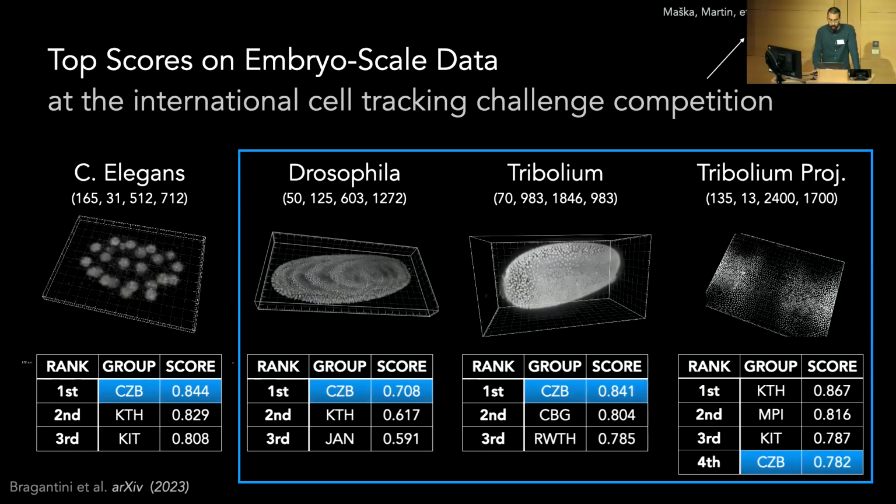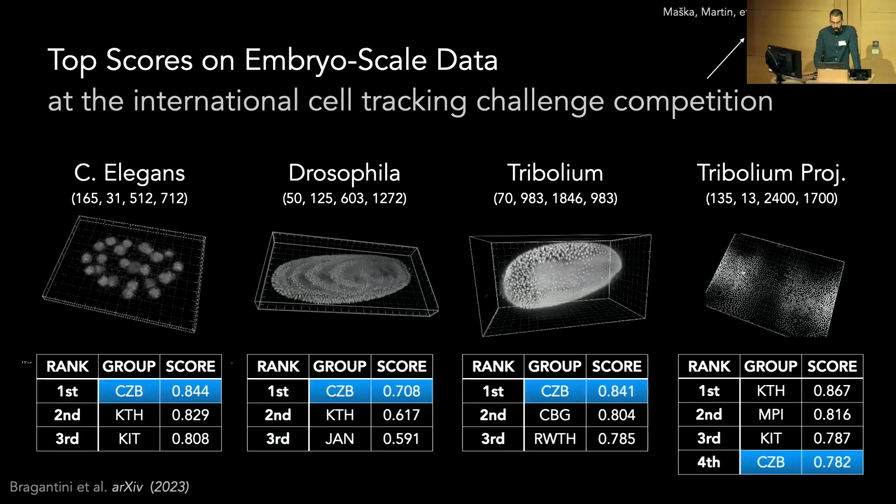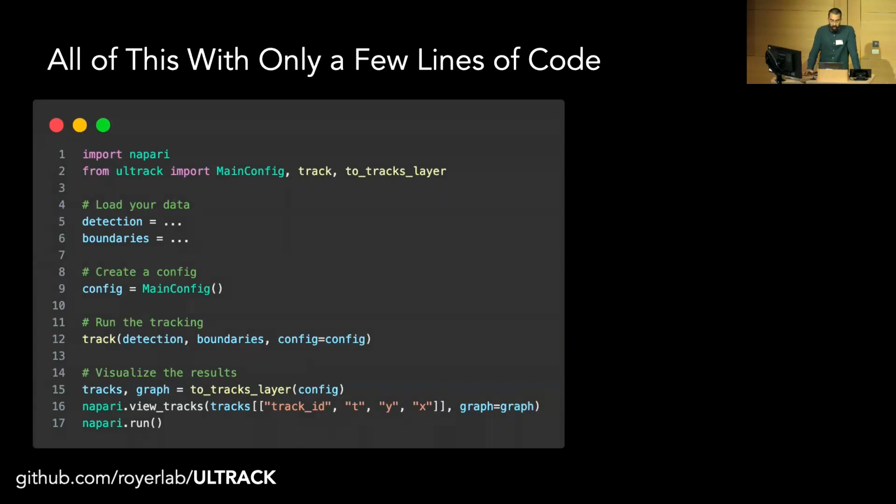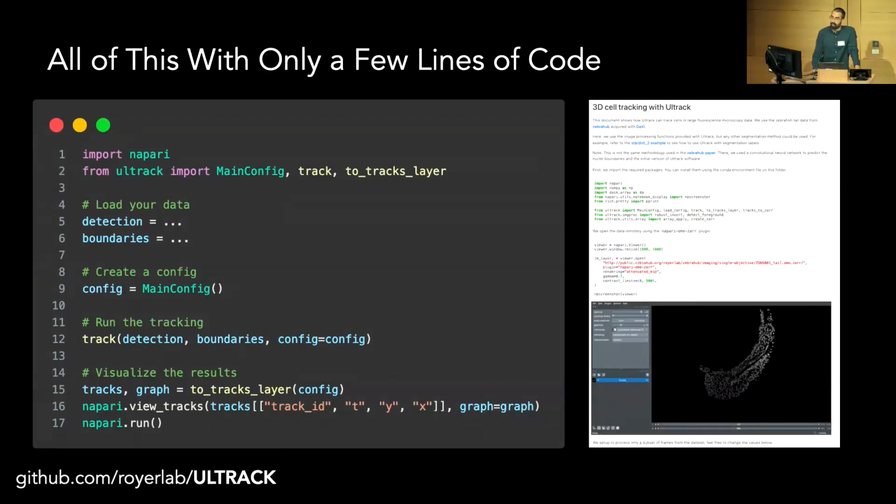And still with that, we were able to get first place in 2 out of the 3 data sets of large 3D data. I would like to highlight especially the Drosophila one, where we have a very large gap with other approaches. And that's just using filtering and thresholding plus our tracking algorithm. All of that can be done with very few lines of code. So here is an example of how you could run that in Python and visualize the data in napari. But also we have several Jupyter notebooks as examples, so you can reproduce what we did.